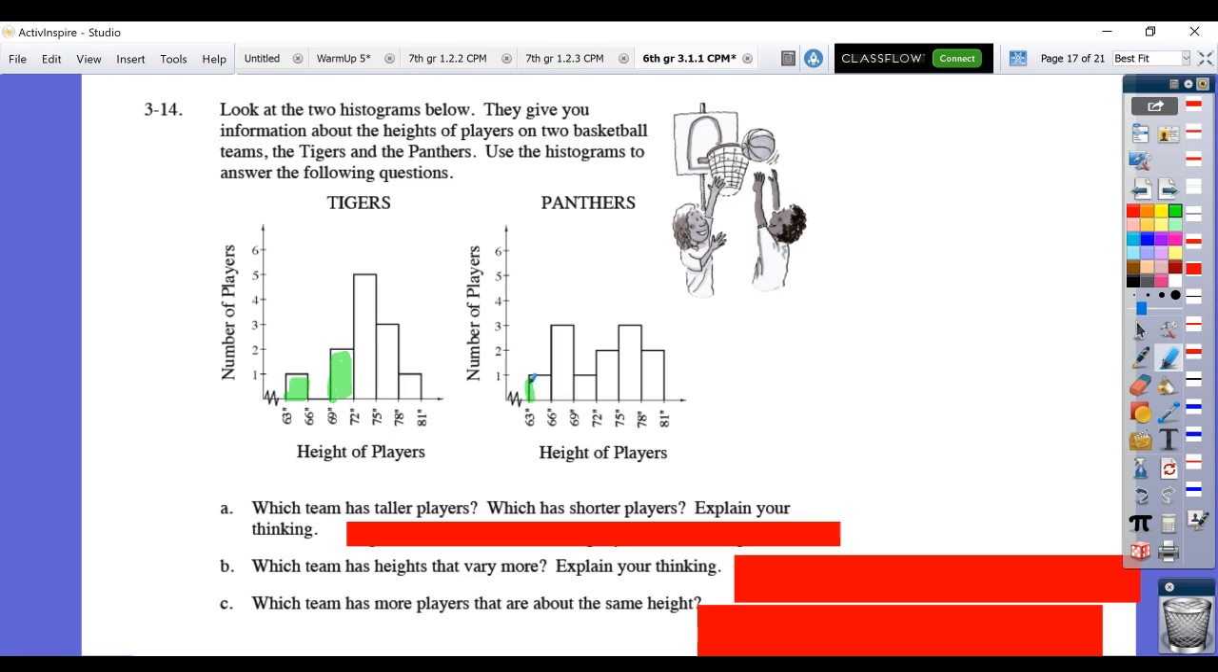Panthers team, they have 1 player from 63 to 66 inches. Looks like 3 players from 66 to 69 inches, and again, continue to read that. So they want to know which team has the taller players and which one has shorter players. So as you kind of compare back and forth, which one has taller players, which one has shorter players, and explain. Then for B, which team has heights that vary more, where there's more difference between their taller players and their shorter players? Which one has more uniformity to that? And then which team had more players that are about the same height? That's your answer for C.